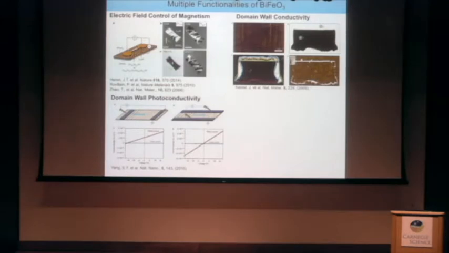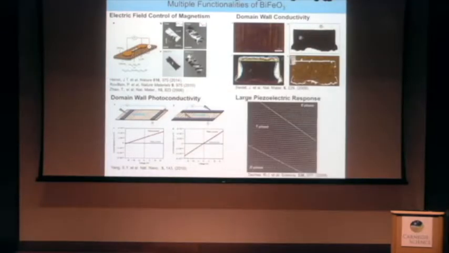These domain walls are not only conducting, they can also be photoconducting, and there's lots of work attempting to use bismuth ferrite as a novel photovoltaic where you get enhanced photocurrents due to the internal fields, or that's the idea.